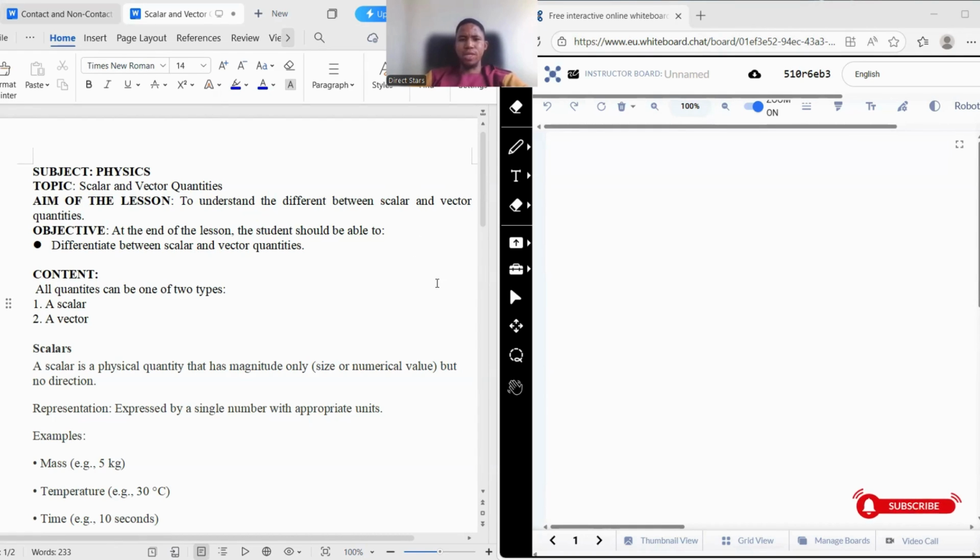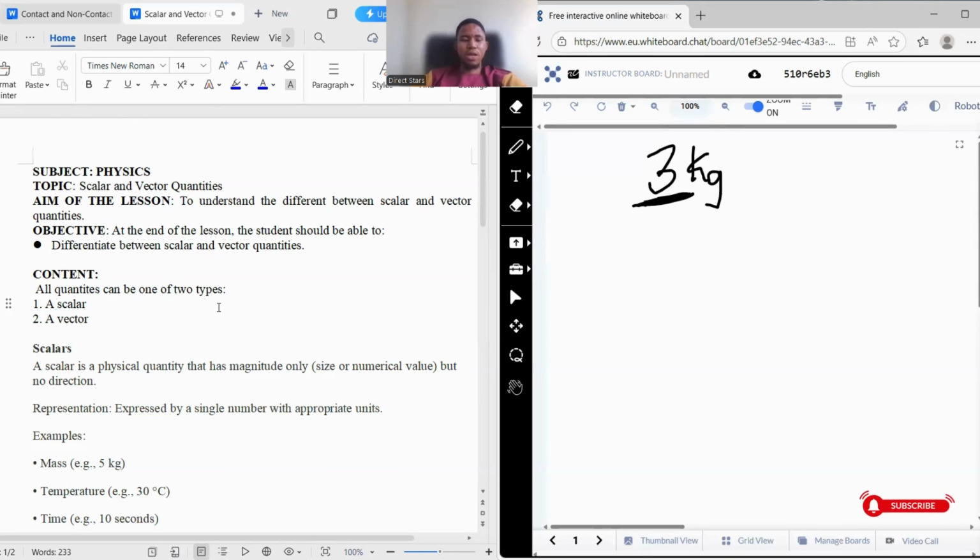What does that mean? It means that magnitude is the amount of matter in a system. So magnitude, when we say we have 3 kilograms, the magnitude here is the 3 because it shows the amount of matter, 3 of these kilograms. That is magnitude. But in scalar quantity, no direction is given.